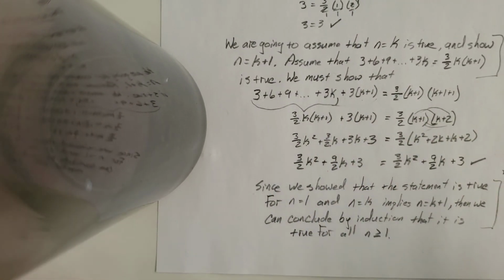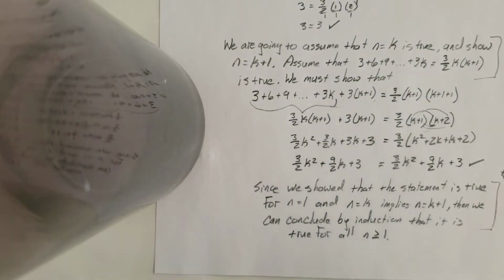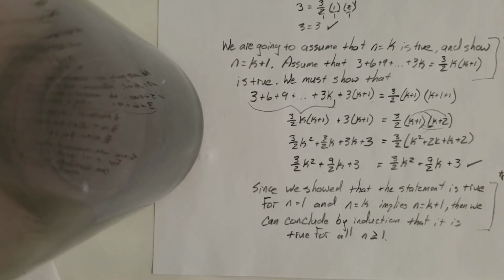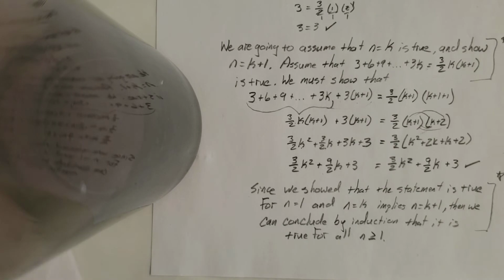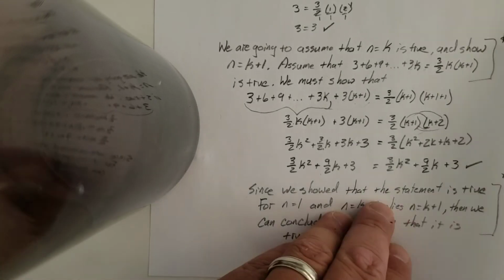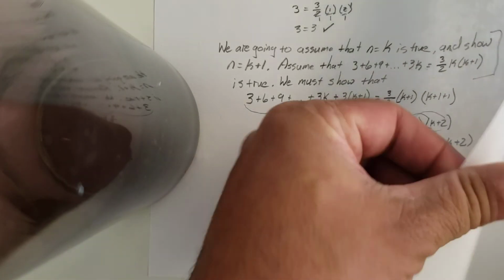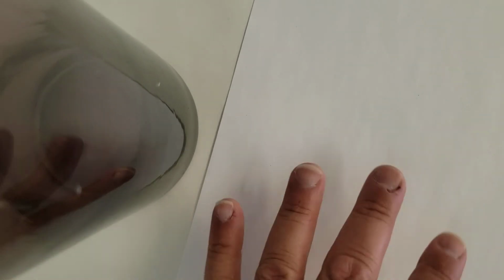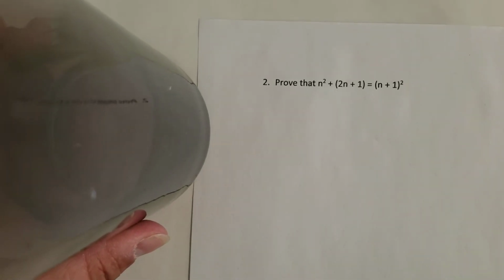Okay? I'm going to do another example for you. And if you need to, you can go back and look at these again, work through them, see how they go. Okay? This one's a little more involved. Okay? And what I have, prove that n squared plus, in parentheses, 2n plus 1 equals n plus 1 squared.